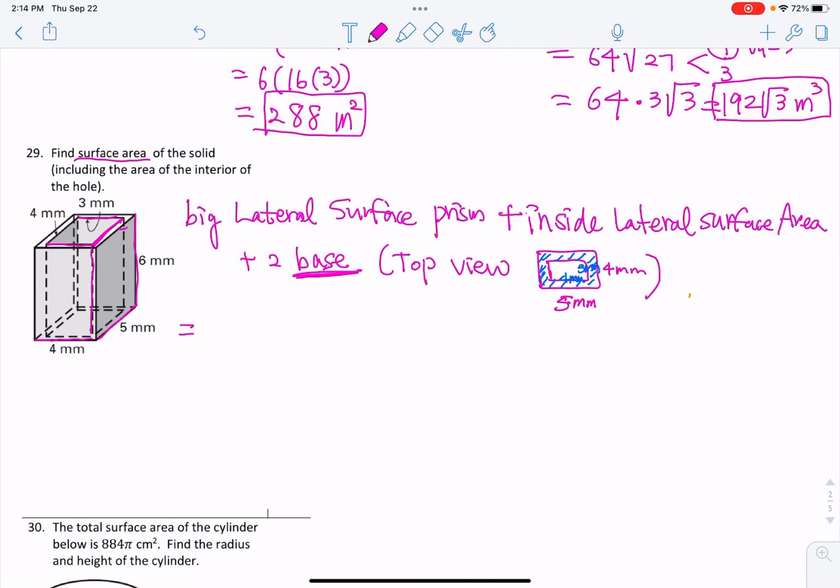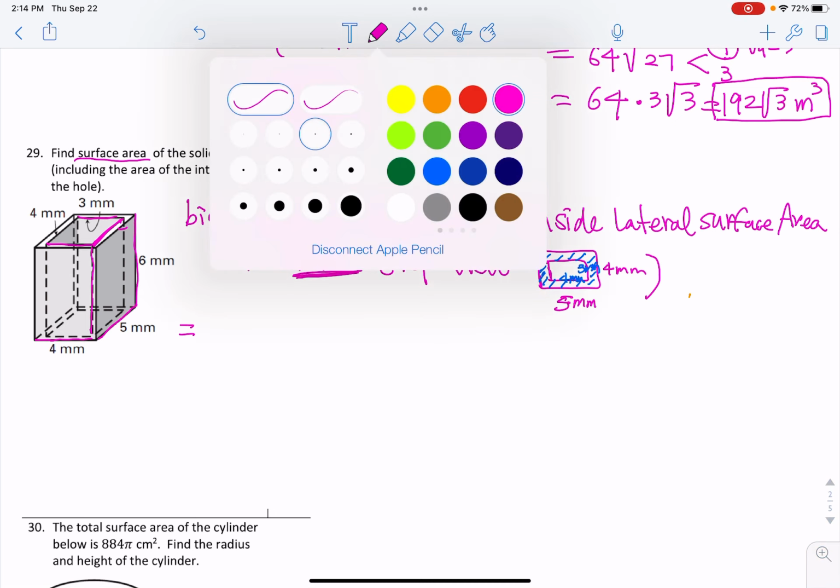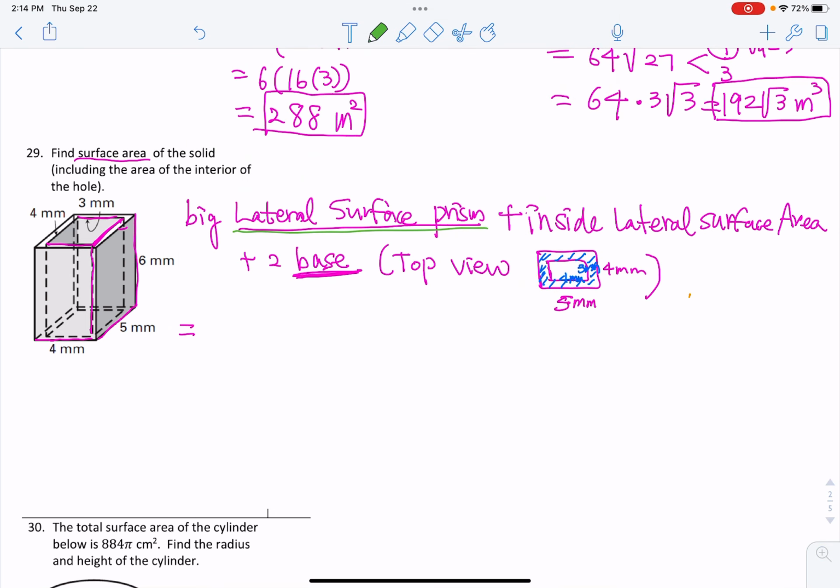Okay, so do you know what the lateral surface area formula is? I'm going to use different colors so that way you can see. Lateral surface area formula will be perimeter of the base times the height. So perimeter of the base times height for the big prism, plus perimeter of the base times the height for the small inside prism, plus 2 times the area of the top view base.